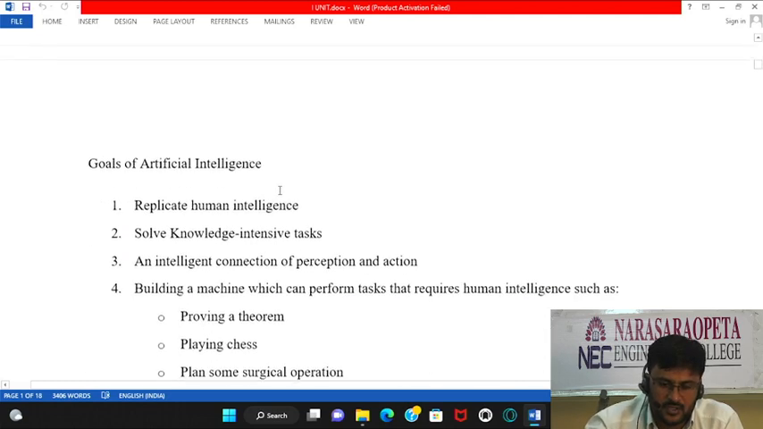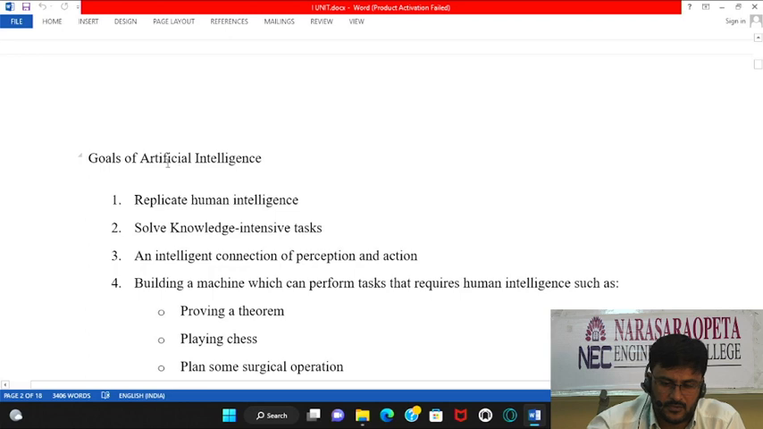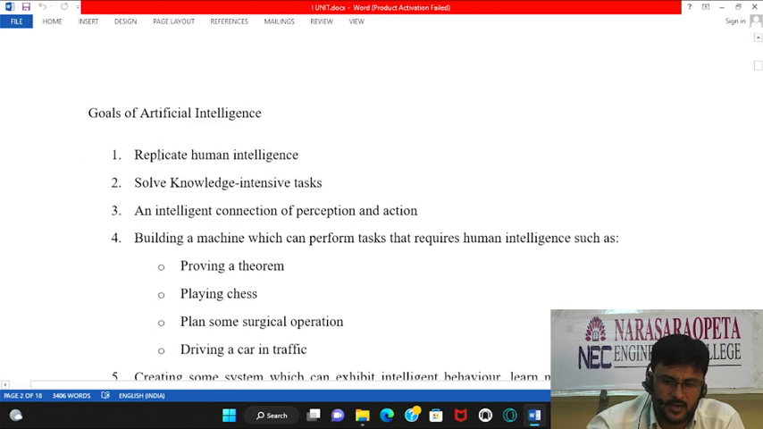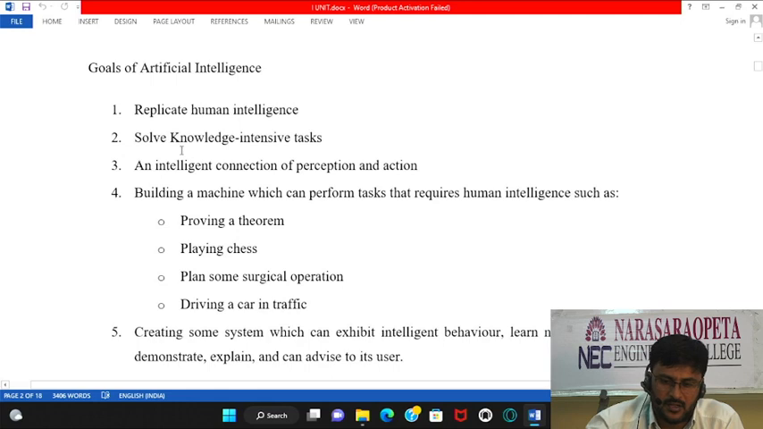What are the goals of artificial intelligence? First, replicate human intelligence, meaning what human intelligence does, the machine does the same. Next, solve knowledge-intensive tasks, the tasks given to the machine to complete. Next, an intelligent connection of perception and action: machine intelligence means connecting perception of the environment to action.